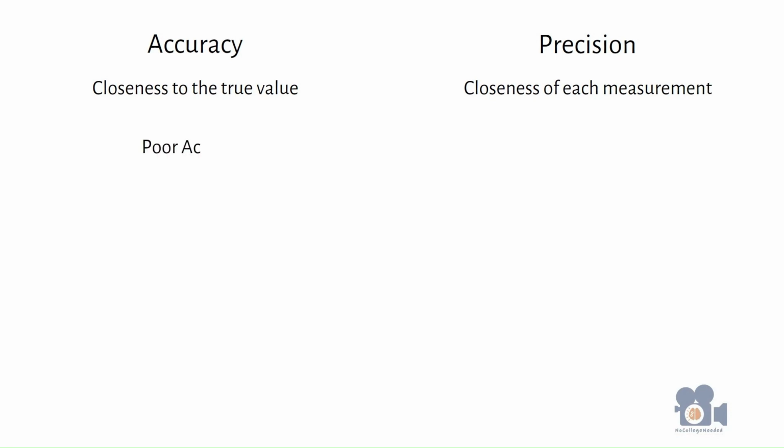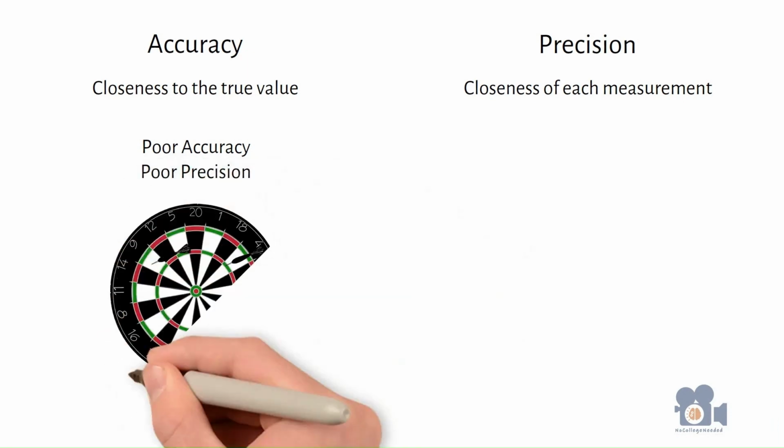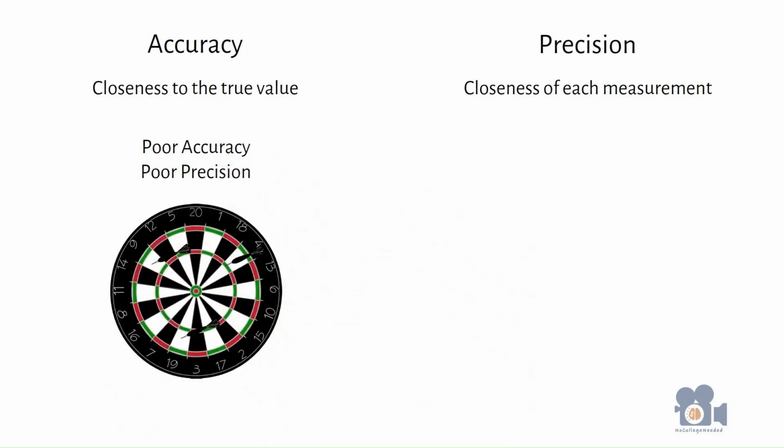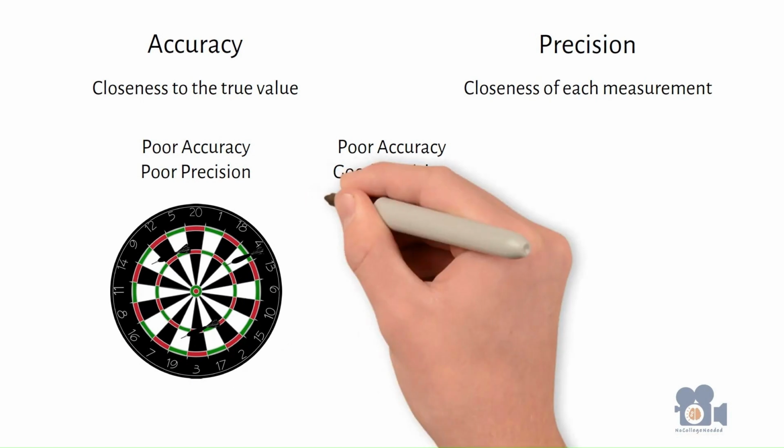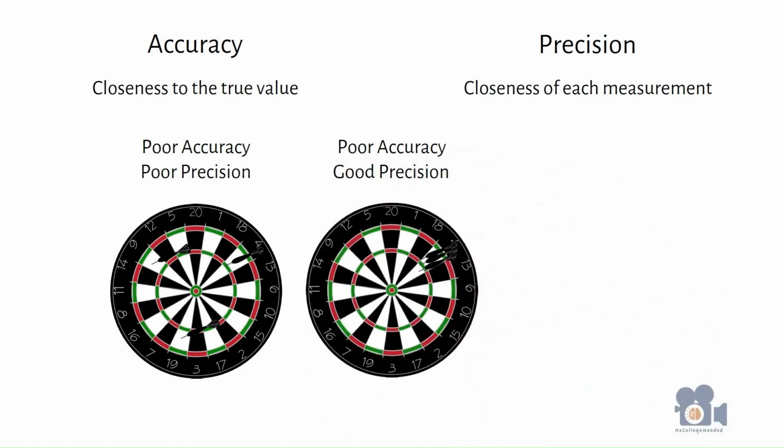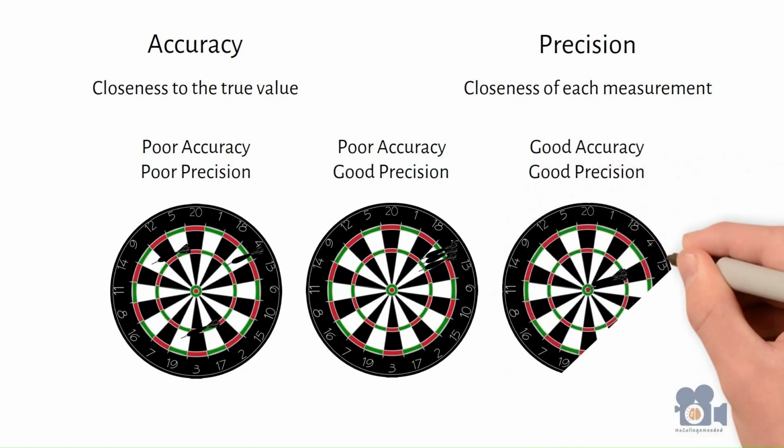With poor accuracy and poor precision, the darts are all over the board. With poor accuracy but good precision, the darts are close together but don't hit the bullseye. With good accuracy and precision, the darts are close together at the bullseye.